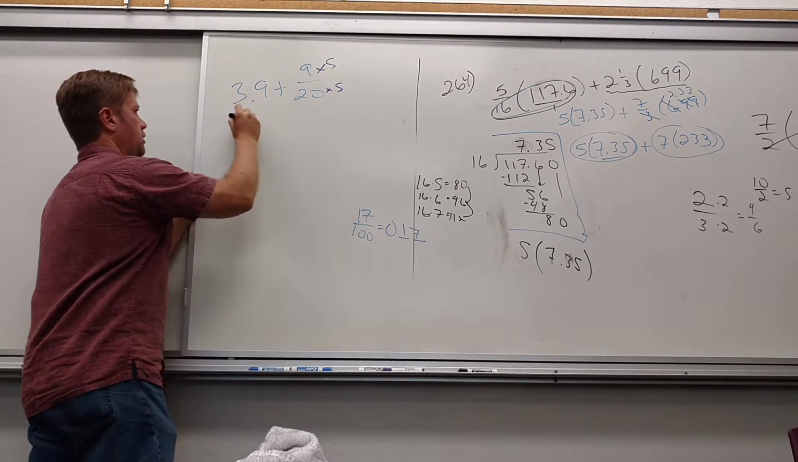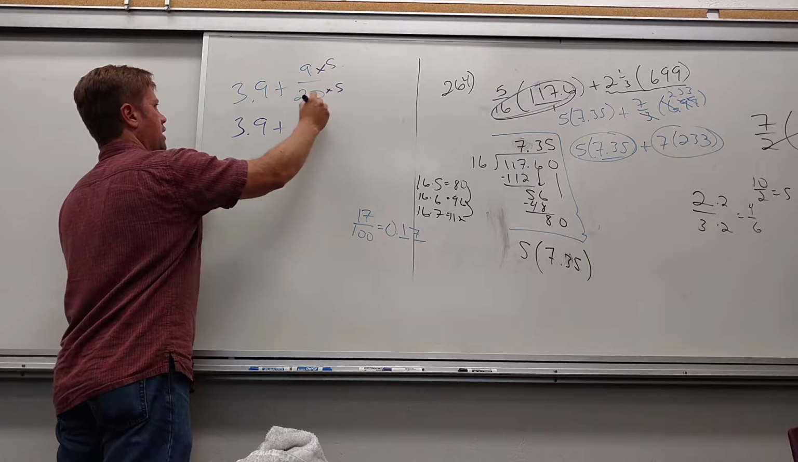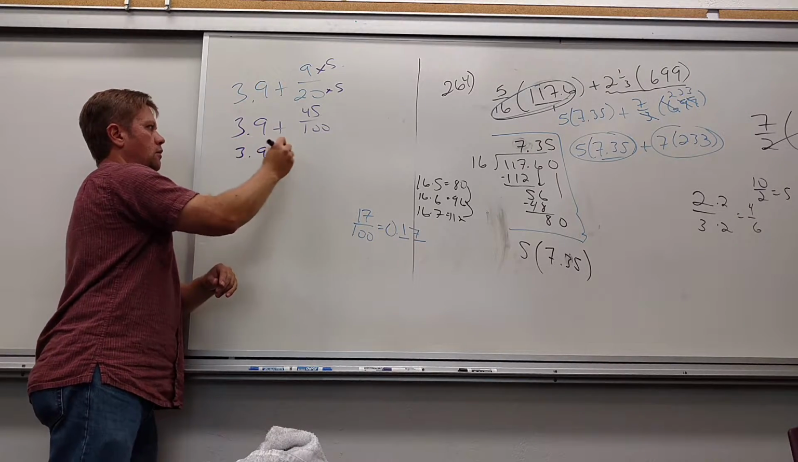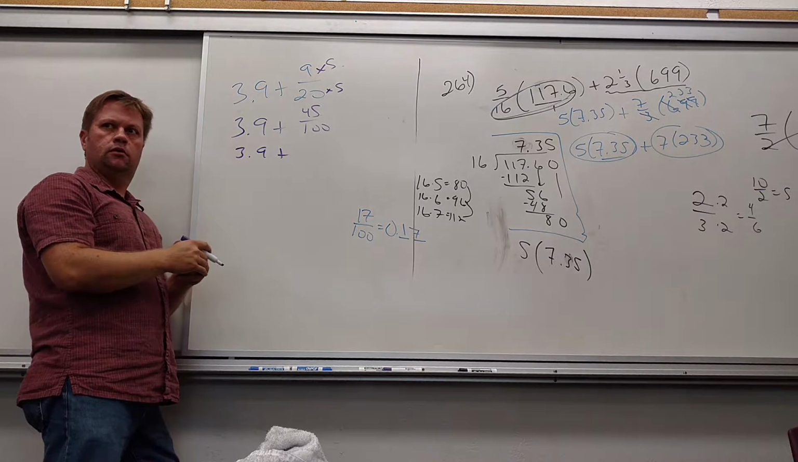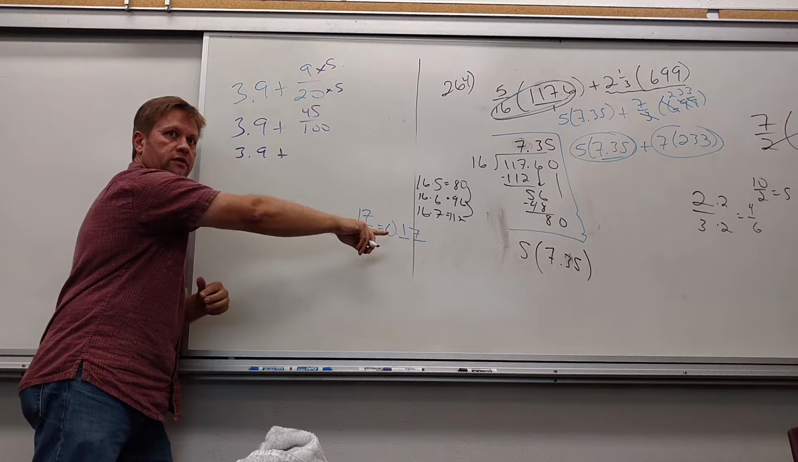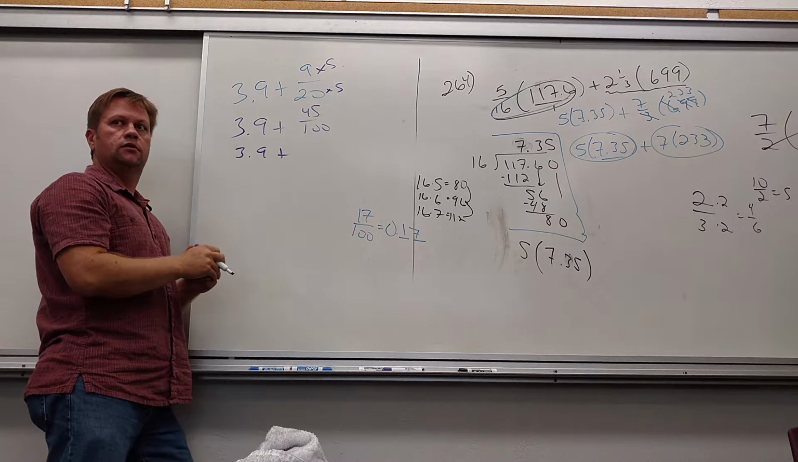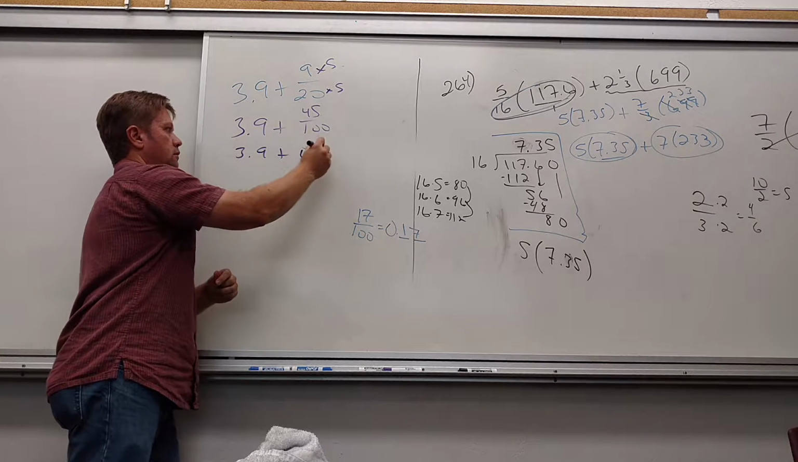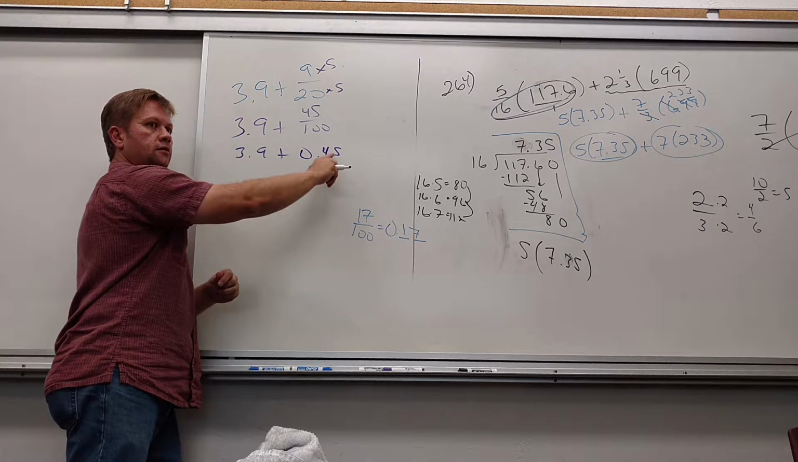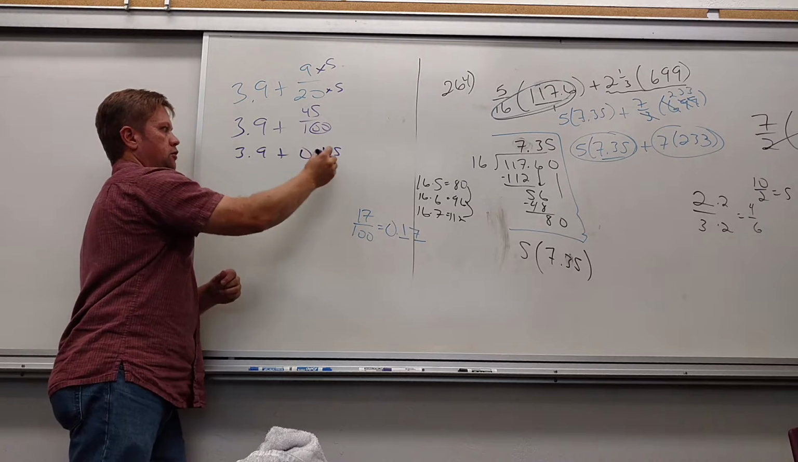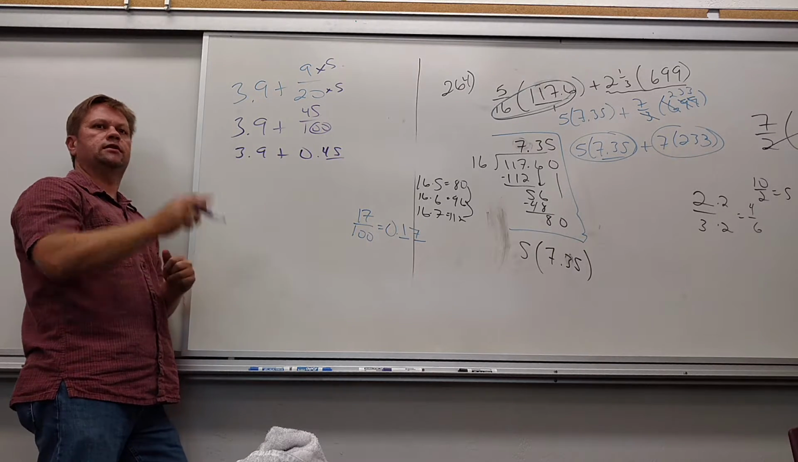So what do I have? I got 3.9 plus 45 over 100. But what's 45 over 100 as a decimal? You can do it. 17 over 100 was 0.17. 45 over 100 is 0.45. Tenths, hundredths. There you go. Two zeros, two places.